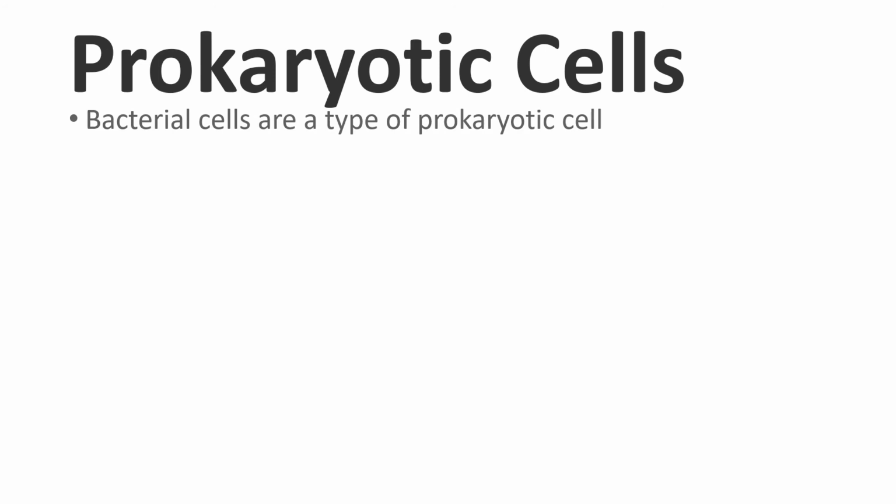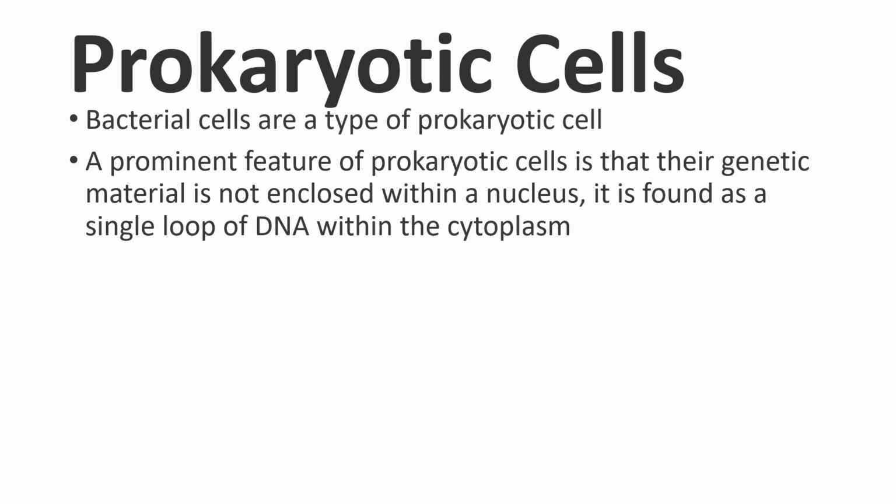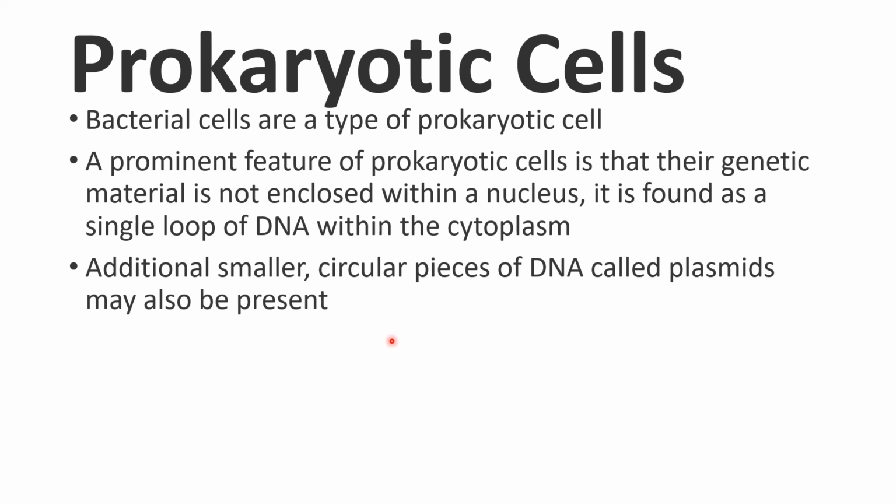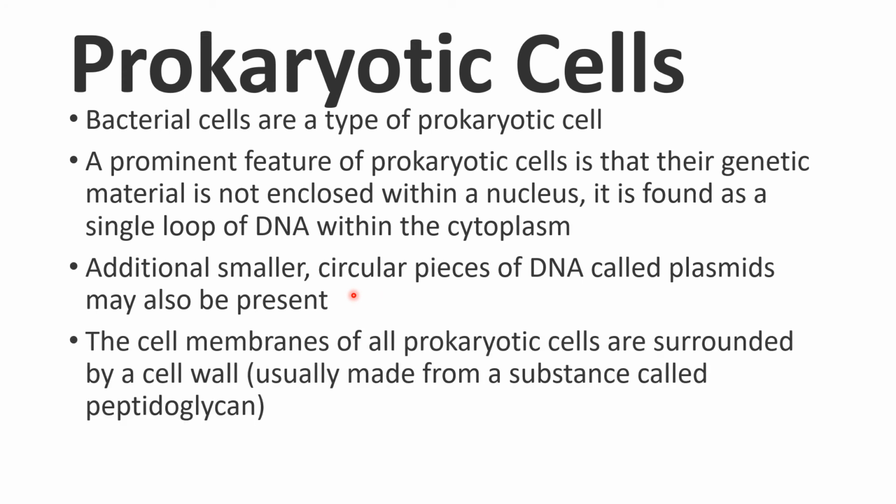If we move on to prokaryotic cells. Bacterial cells are a type of prokaryotic cell. A prominent feature of prokaryotic cells is that their genetic material is not enclosed within a nucleus. It's found as a single loop of DNA within the cytoplasm. Additional, smaller circular pieces of DNA called plasmids may also be present.